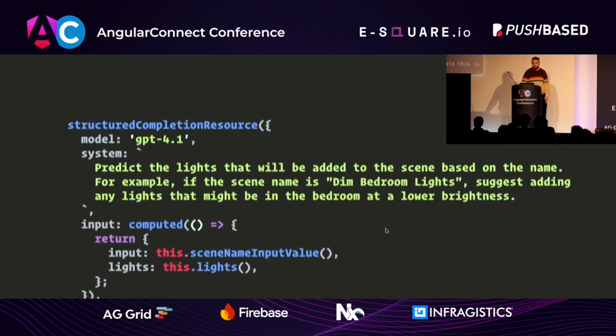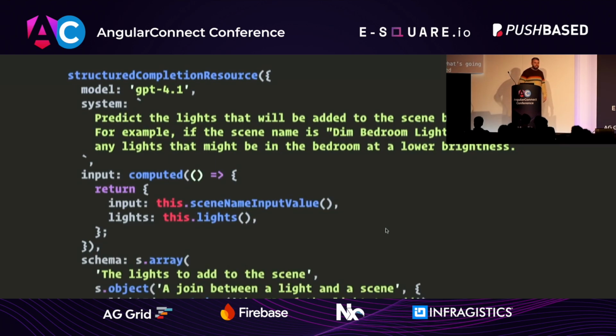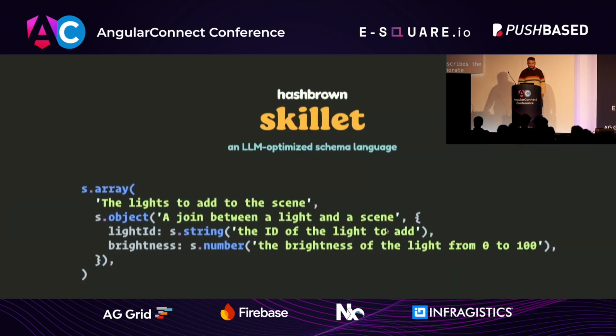But what's going to be different with a structured completion resource is you're going to give it a schema that describes the kind of data you want the LLM to generate. And this schema is written in a schema language that comes built into Hashbrown called Skillet. And Skillet is an LLM-optimized schema language. What that means is, first off, it gives you strict type safety. So just as you'd come to expect from any other schema language like Zod, as you write schema in Skillet, you're going to get really great TypeScript types back out of it.